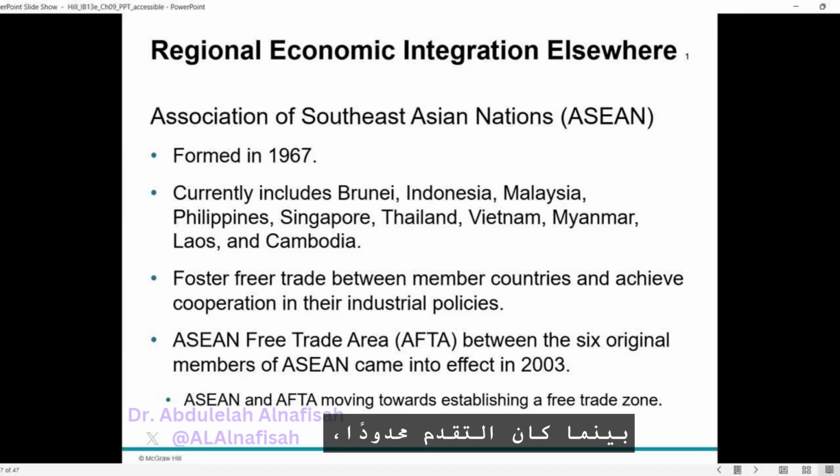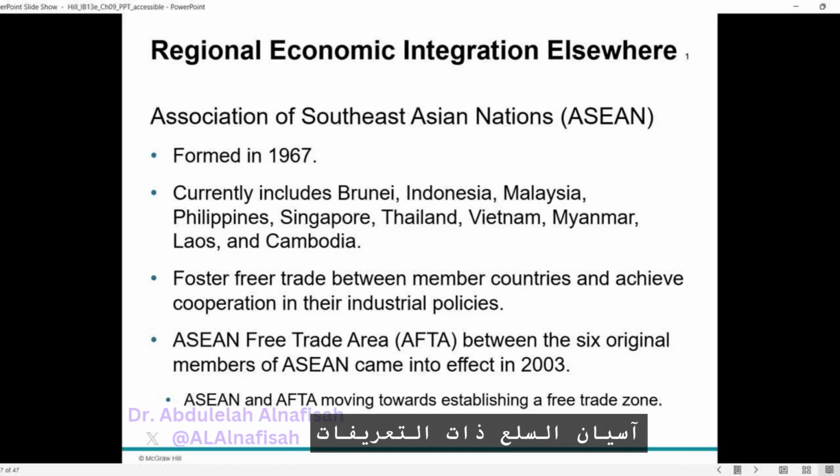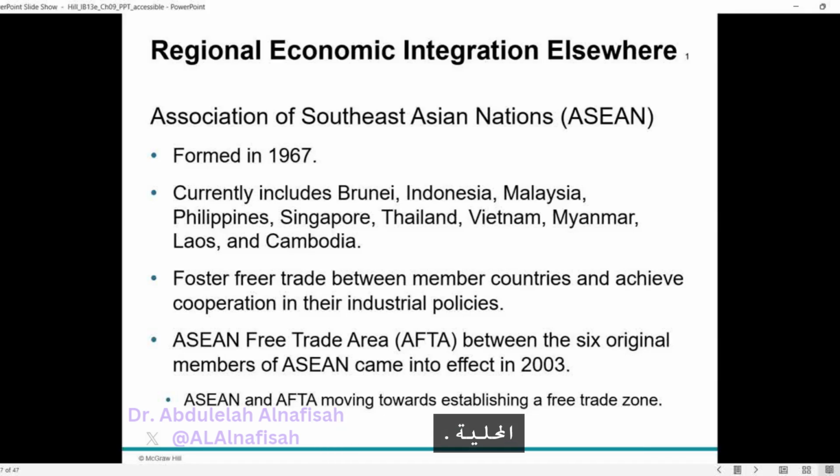While progress has been limited, only 5% of intra-ASEAN trade involved goods with reduced tariffs. Recent developments like the ASEAN Free Trade Area, AFTA, have begun to cut tariffs on many products. However, some countries, like Malaysia and the Philippines, have resisted fully implementing these reductions to protect local industries.